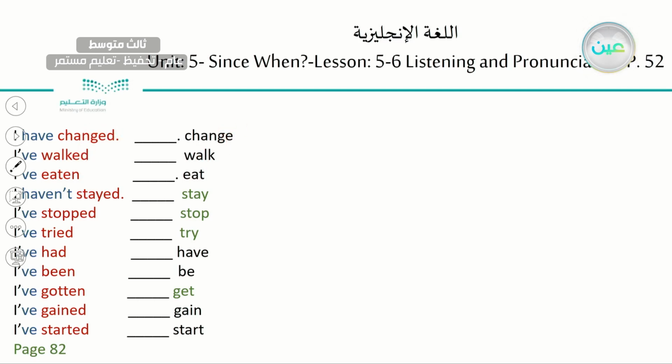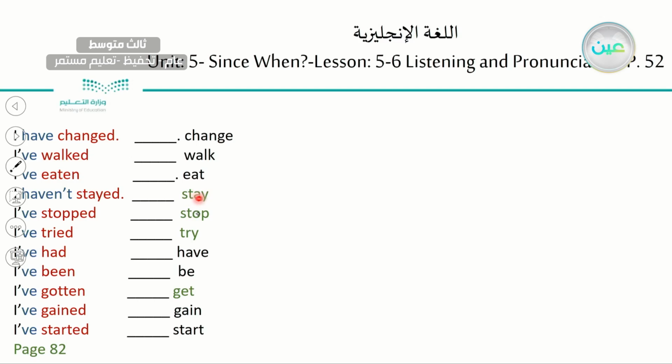Both these verbs are regular verbs. Sometimes we have irregular verbs like eat. The third form of it is eaten. Eat, the past is ate, then eaten. Okay?